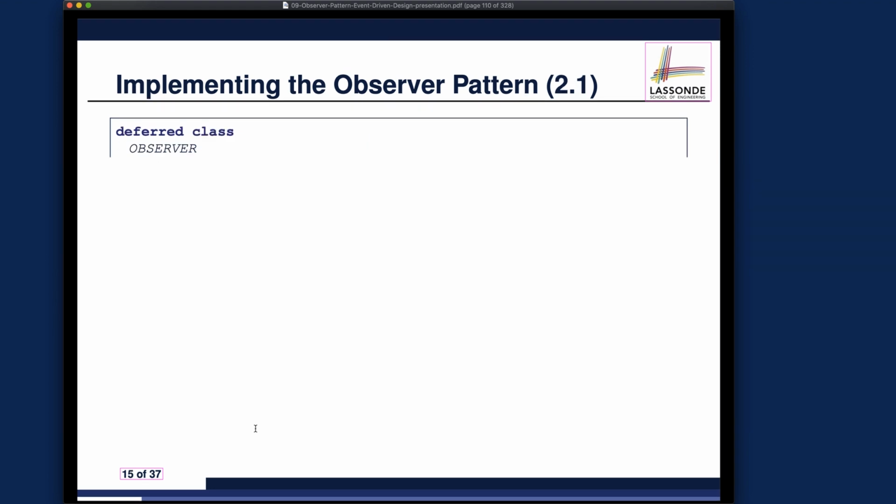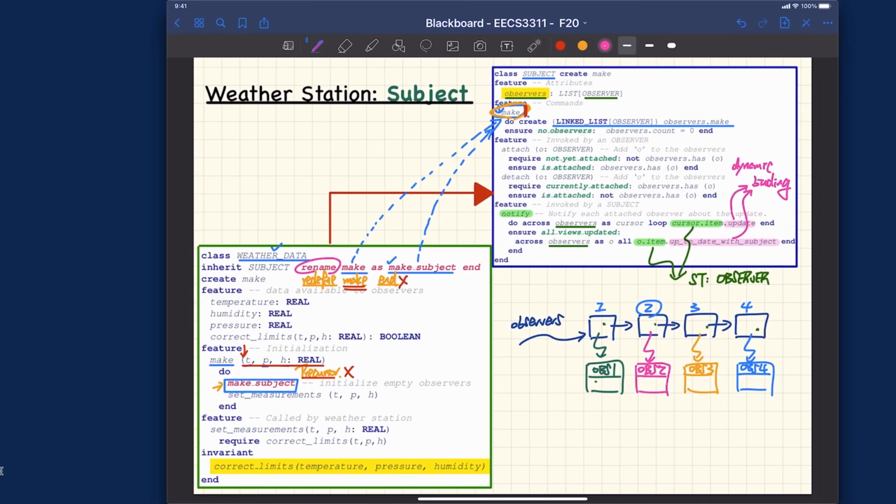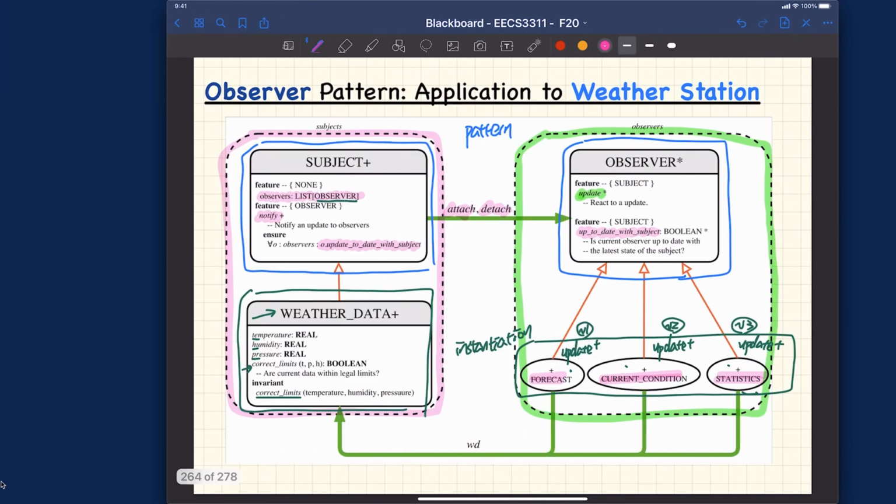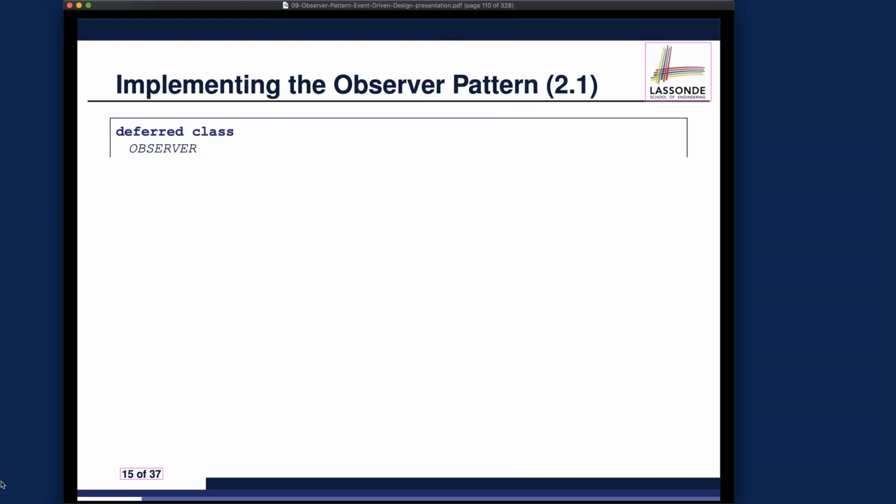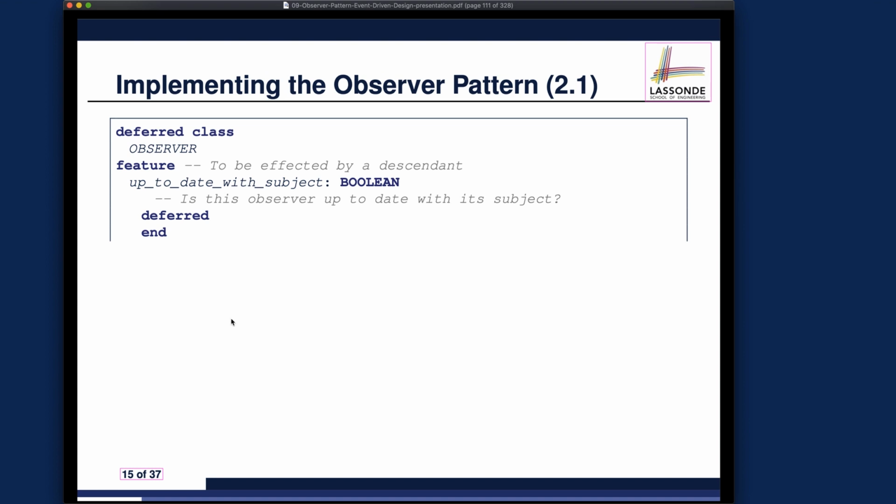Okay, so now let's switch the context. Let's now talk about observer. We are done with subject, we are done with the weather data. So now we'll talk about observer. The deferred class, which is the static type for the observers list. For the observer, we're going to have up to date with subject.